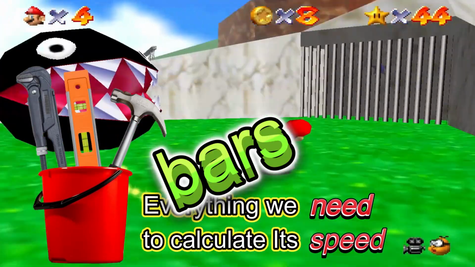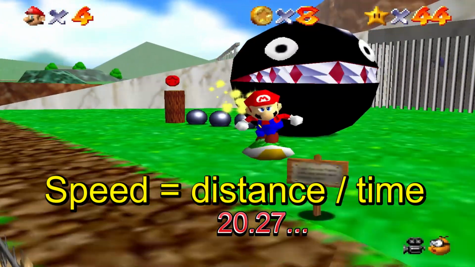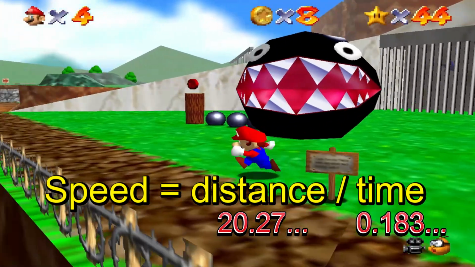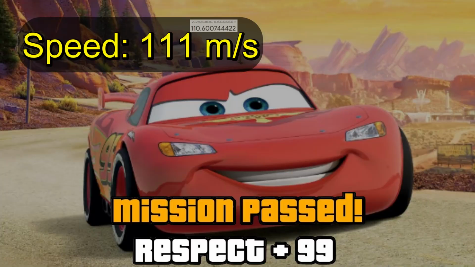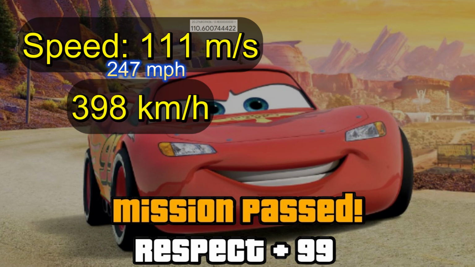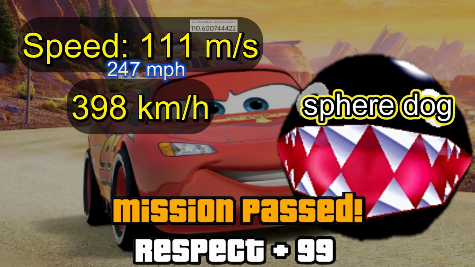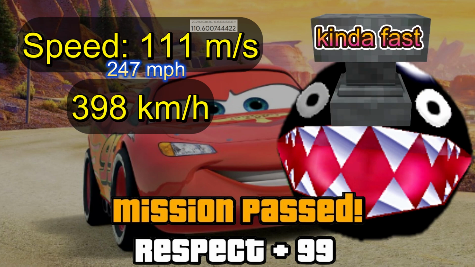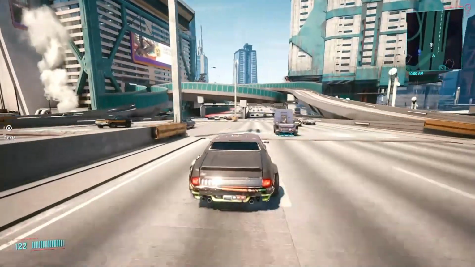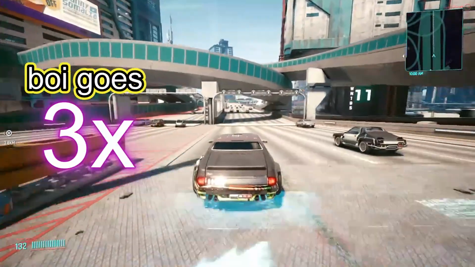We put in our numbers 20.27 and 0.18 and round it to the closest whole number, and we get 111 meters per second or 398 kilometers per hour. For a sphere dog made out of iron, I'd say it's kinda fast. If you're driving 130 kilometers an hour on the highway and you think you go fast, this boy goes 3 times as fast.